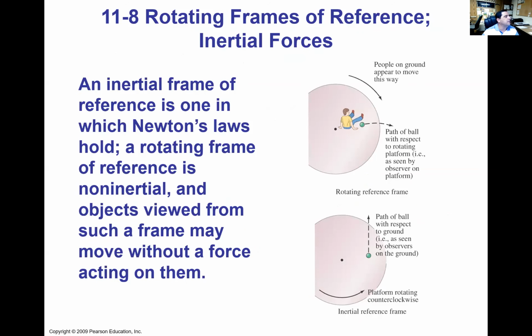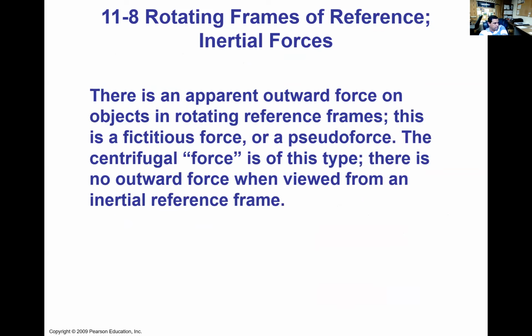Inertial reference frame is one in which Newton's law holds. A rotational reference frame is non-inertial, and objects viewed from such a frame may move without a force acting on them. So there is an apparent outward force on objects in rotating reference frames. This is a fictitious force called a pseudo force. The centrifugal force is this type of force. There is no outward force when viewed from the inertial reference frame.